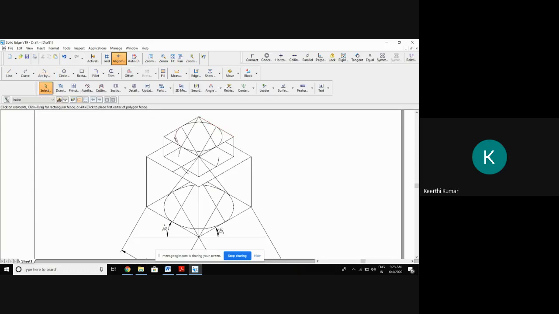So what I did now, I did first this arc, keeping this as a center. Then I did this arc, keeping that as a center. Then I did this arc, keeping this as center, I did this arc. So that ellipse I got.